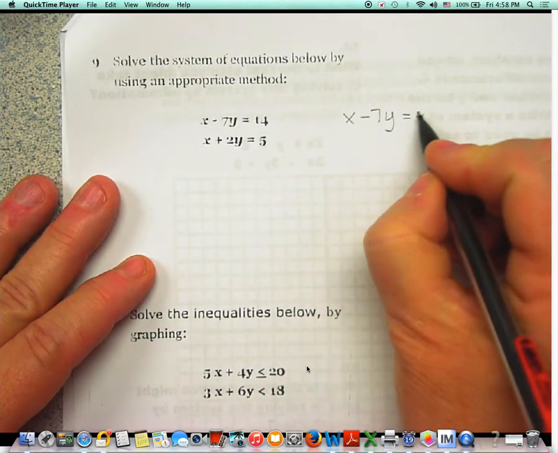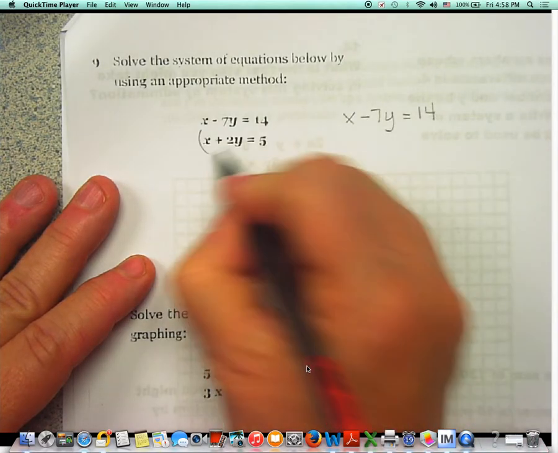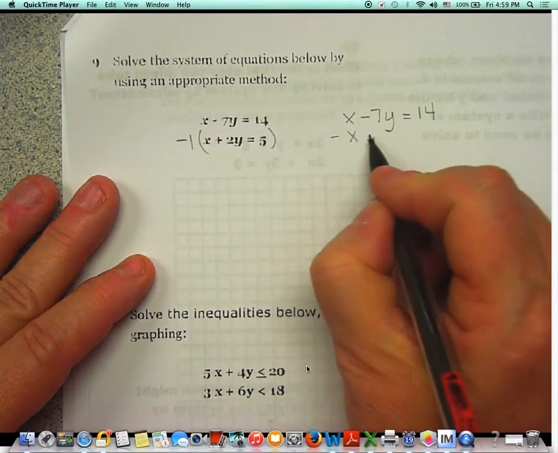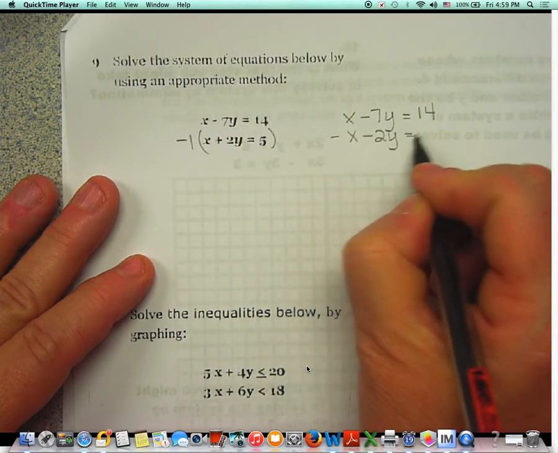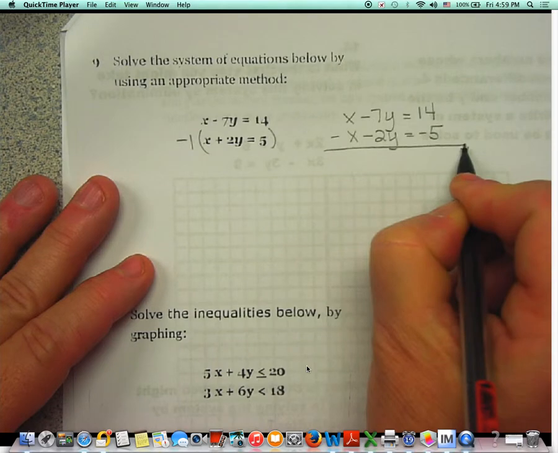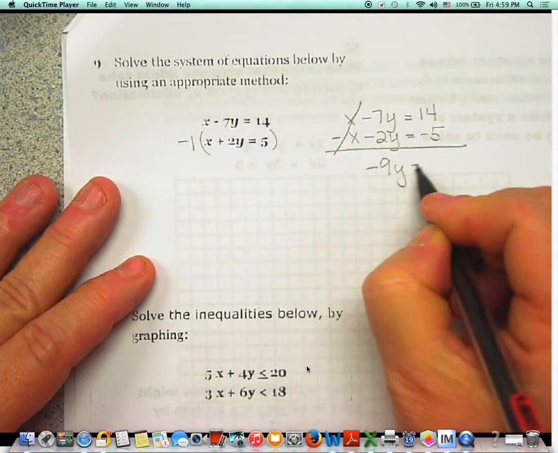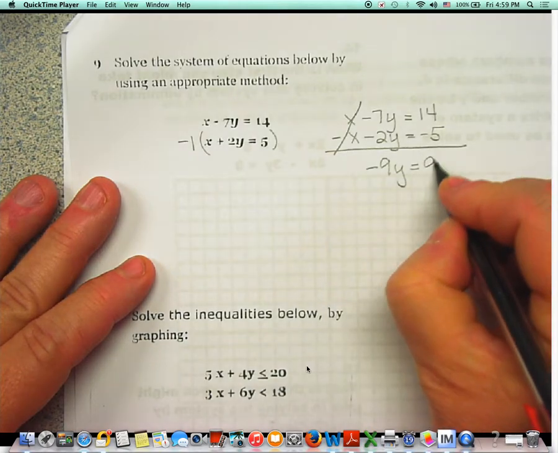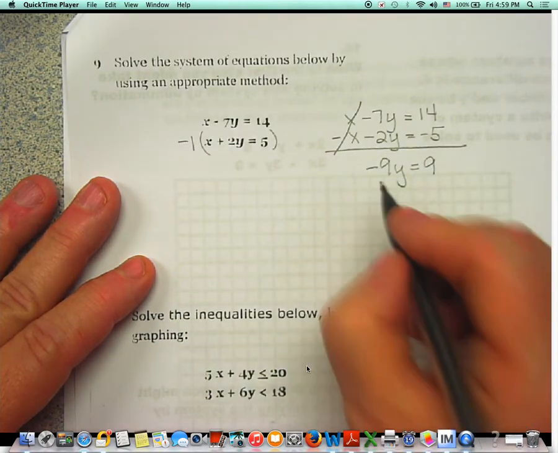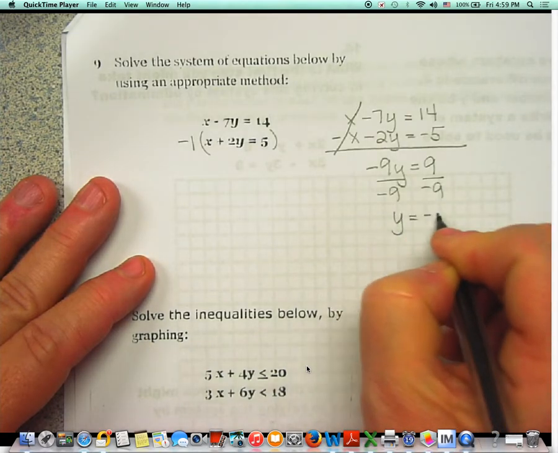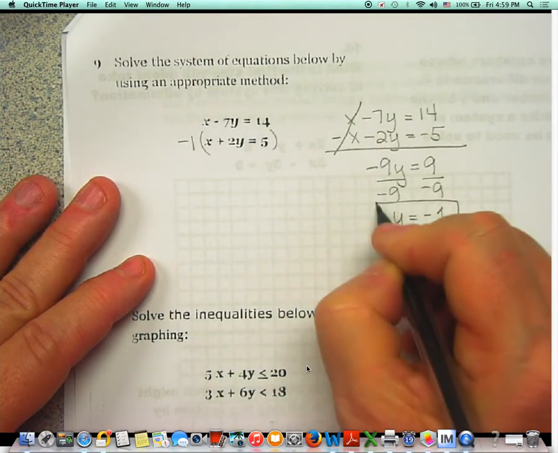x minus 7y equals 14. And I'm going to multiply the bottom one by negative 1. So negative x minus 2y equals negative 5. Cancel out the x's. That gives me negative 9y equals 9. 14 minus 5 is 9. And then divide by negative 9, and y equals negative 1. So that is my first answer.